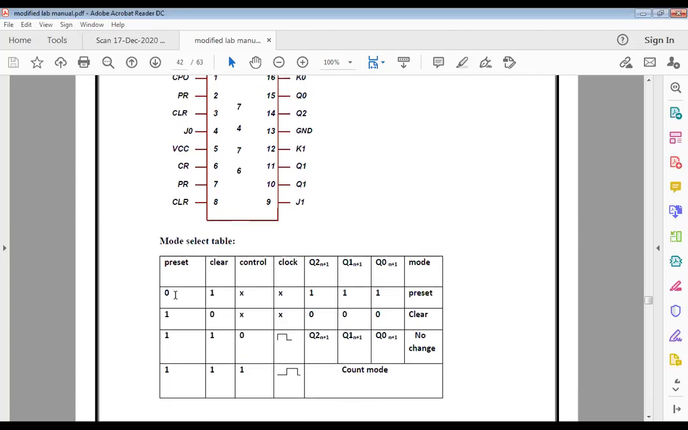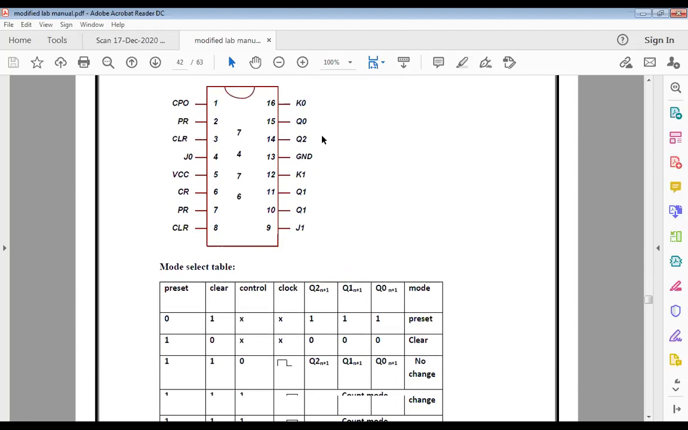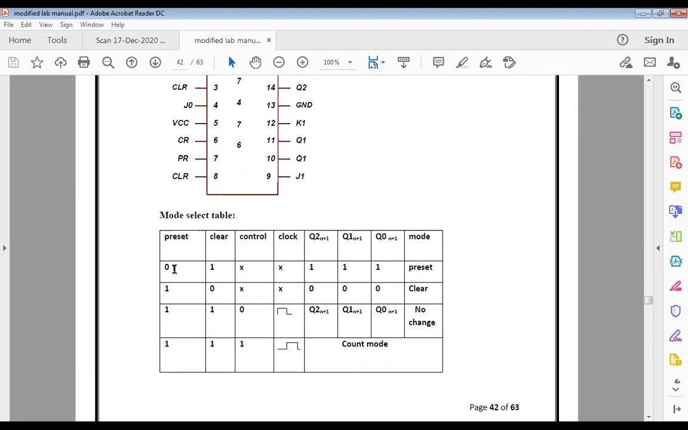When my preset is 0, this is as good as a truth table for your IC 7476. So when the preset is 0 and clear is 1, you have all the ones at your outputs. This mode is called preset, which means I am setting the value. Set means 1. Next, when the preset is 1 and clear is 0, then I am giving 0. So that is called a clear mode.